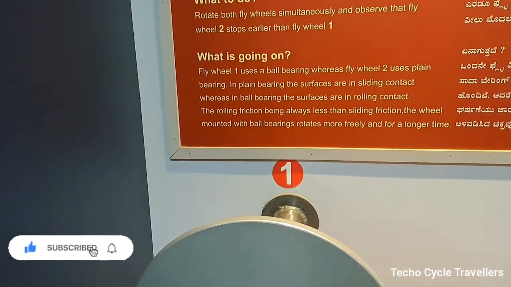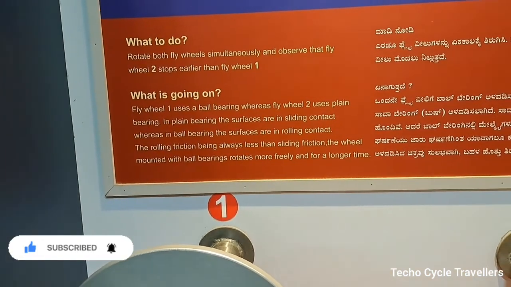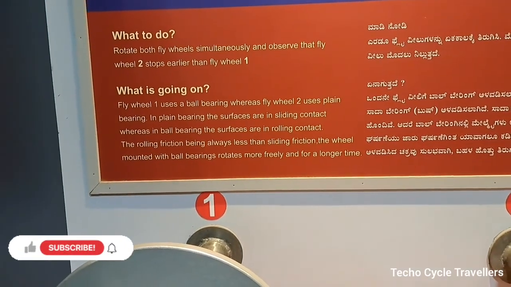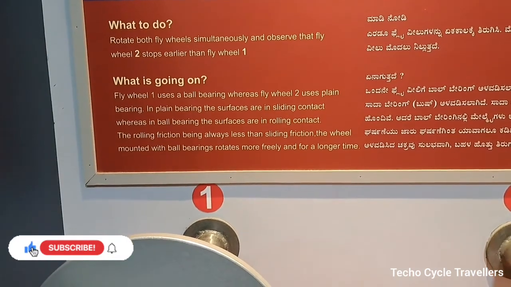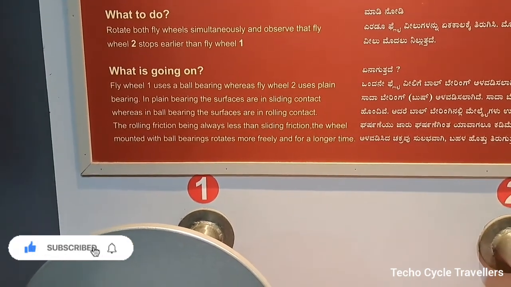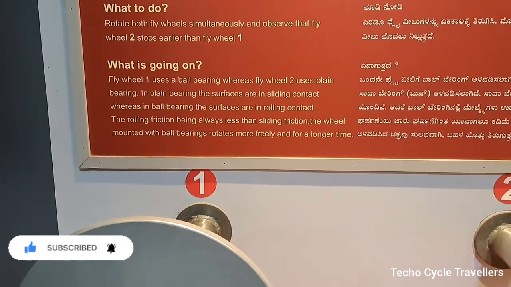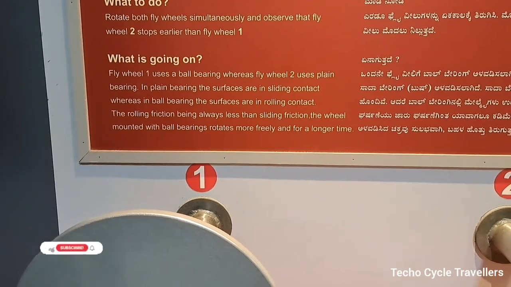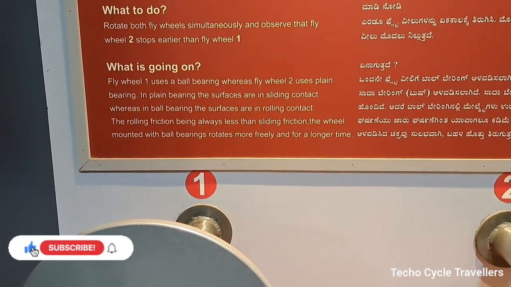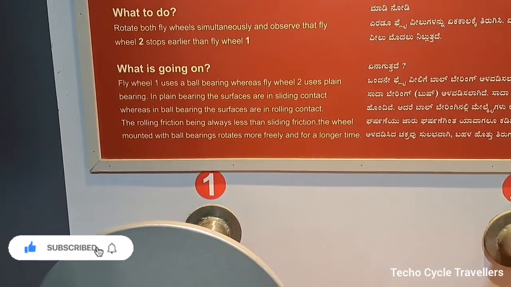What to do? Rotate both flywheels simultaneously. You observe that flywheel 2 stops earlier than flywheel 1. So what is going on? Flywheel 1 uses a ball bearing, whereas flywheel 2 uses a plain bearing. In a plain bearing, the surfaces are in sliding contact, whereas in a ball bearing, the surfaces are in rolling contact. Rolling friction is always less than sliding friction. The wheel mounted with ball bearings rotates more freely and for a longer time.